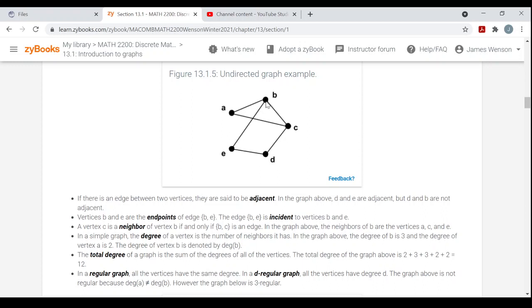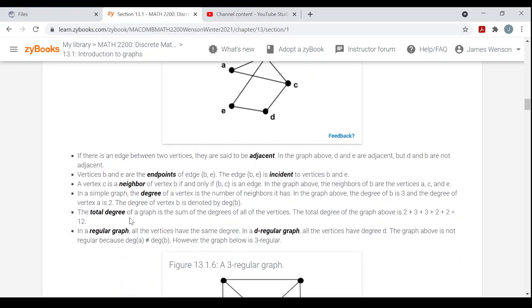The degree of B is 3. Right? There are 3 lines coming off of B, 3 neighbors. The degree of C is also 3, right? B, A, and D. The degree of D is 2. E and C are its neighbors. And finally, the degree of E is also 2. Right? B and D are its neighbors. Very easy to talk about degree. And this is similar to in degree and out degree for a directed graph, right? But you're not worrying about things going in or out this time.